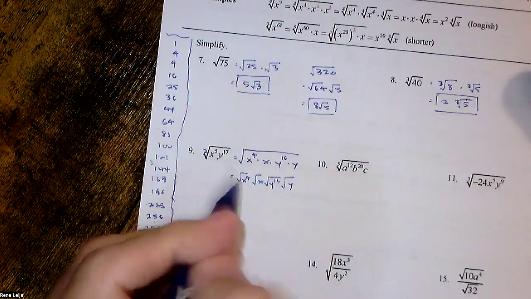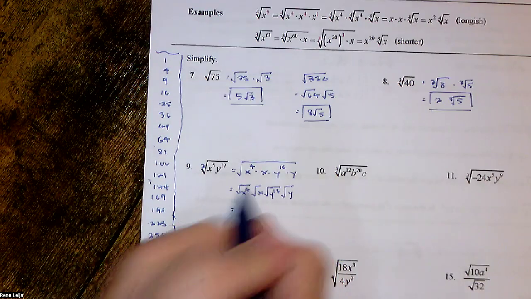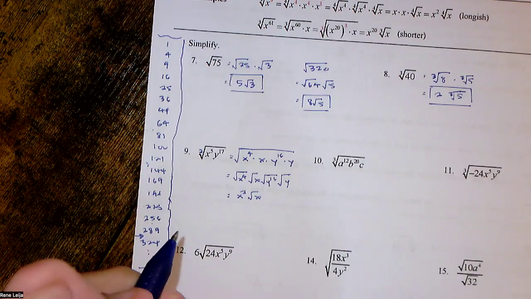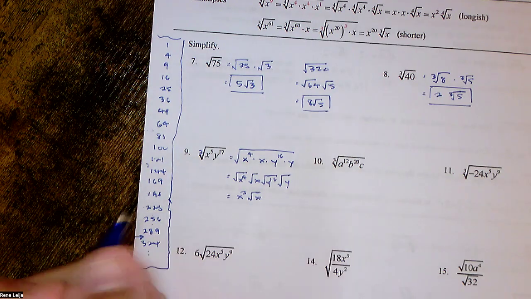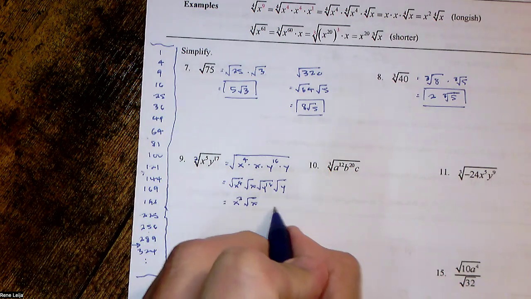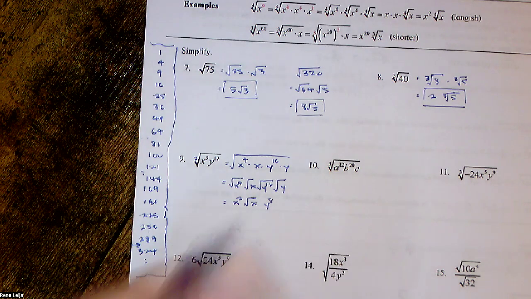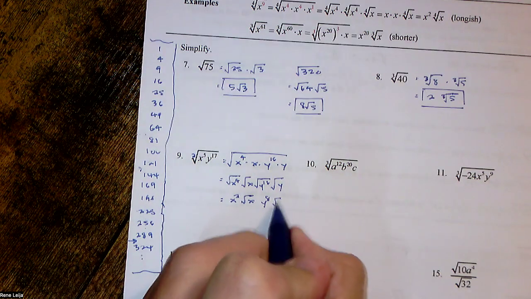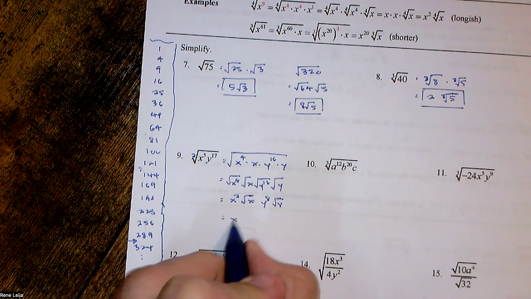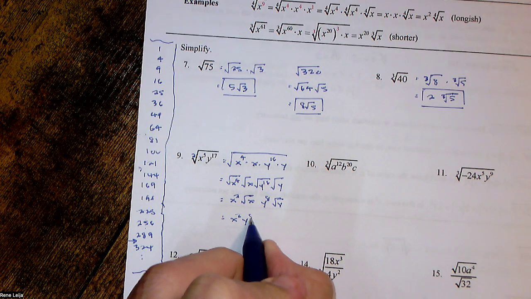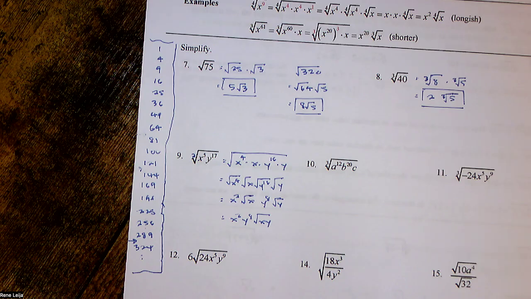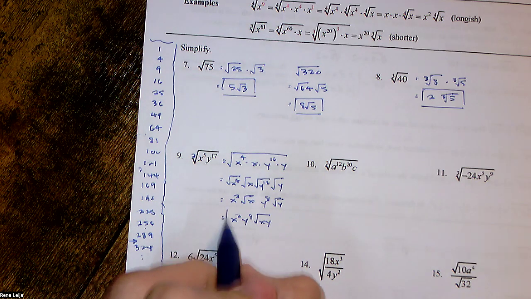Now, here's what we do. The square root of x to the 4th, so what times what is x to the 4th? Well, that would be an x squared. Then the square root of x has to stay behind. Now what times what gives you y to the 16th? That would be y to the 8th, because remember, you add your exponents. Then we have the square root of y. So now we pull out front the x squared y to the 8th, and inside we're just left with the square root of xy. This is our answer.